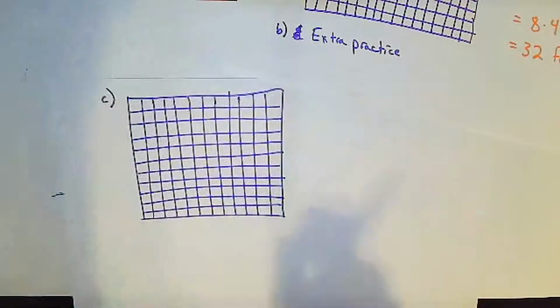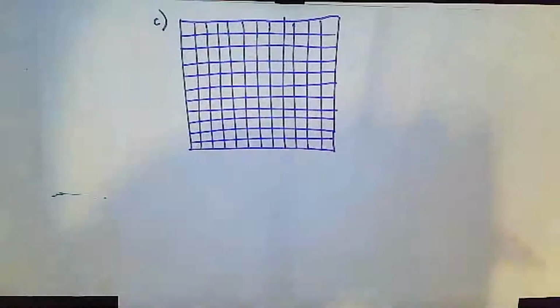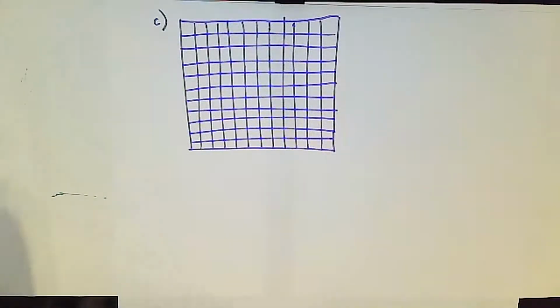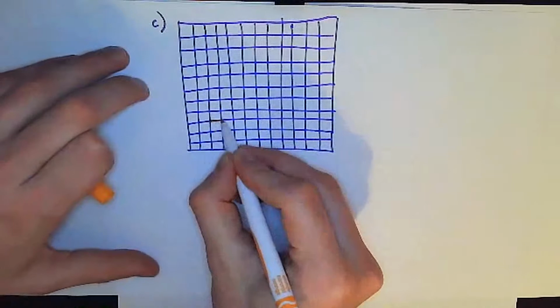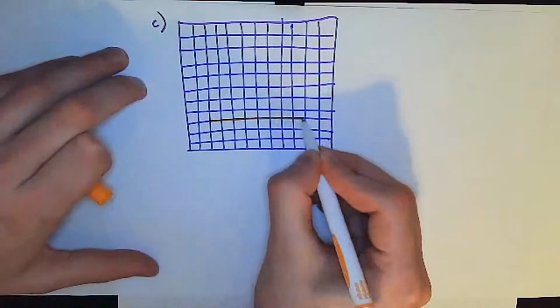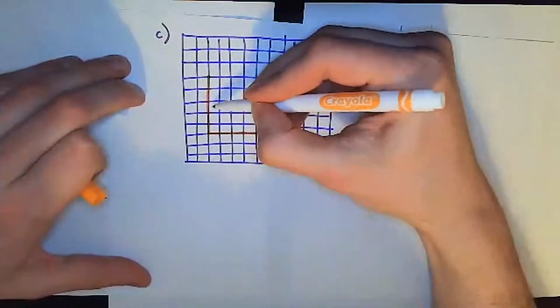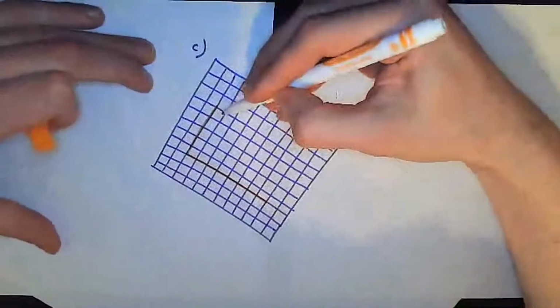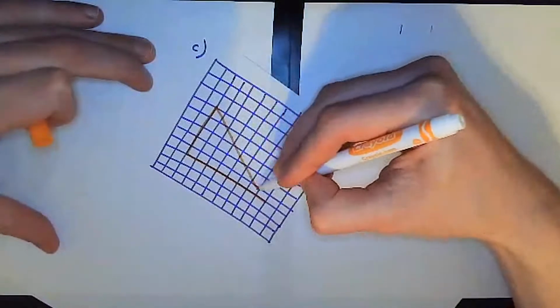Okay, and now I'm going to draw a triangle on here, and we're going to find its area. It's going to have a base of 8, 1, 2, 3, 4, 1, 2, 3, 4, and a height of 5. 1, 2, 3, 4, 5, and then I'm going to connect these. Ooh, my eyes are going cross because of these lines. There we go.